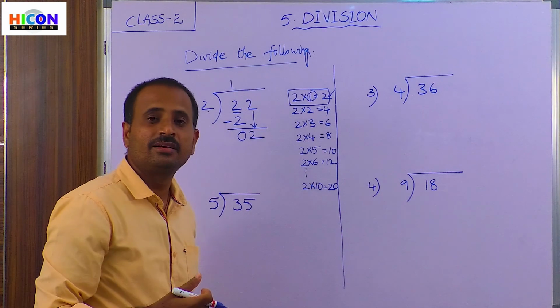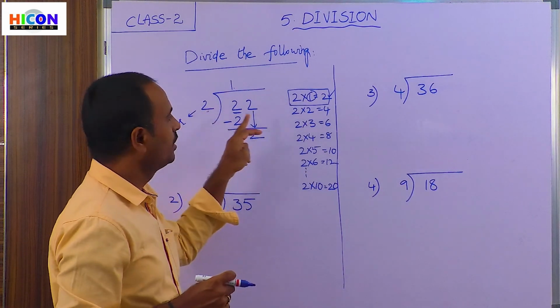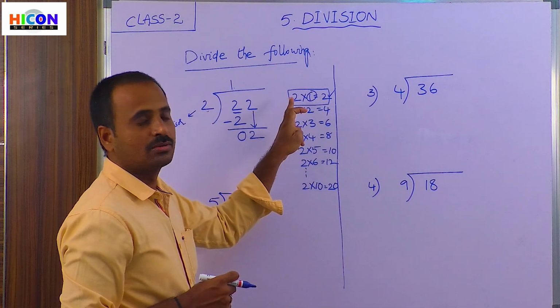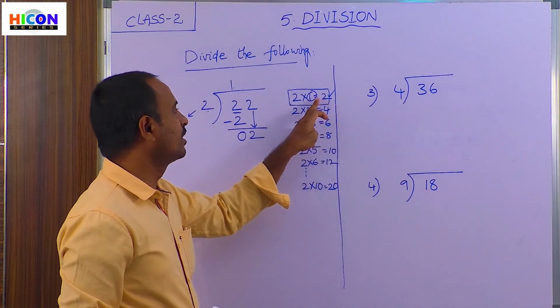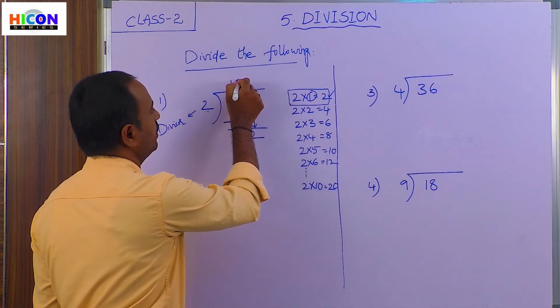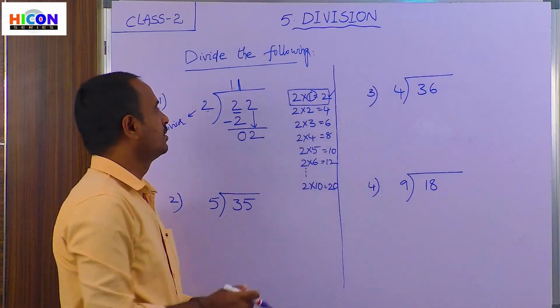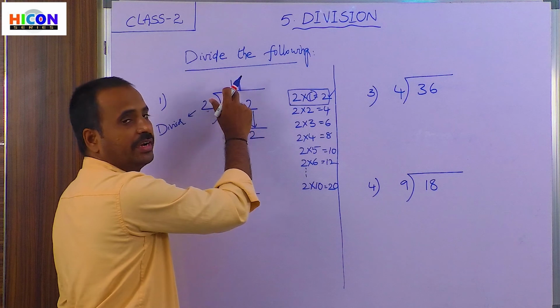And again check. When does the number 2 come in the second table? 1 times. So 1 times 2 is 2. So that means the number 2 comes 1 time. So again write 1 in the quotient, above the dividend on the line.